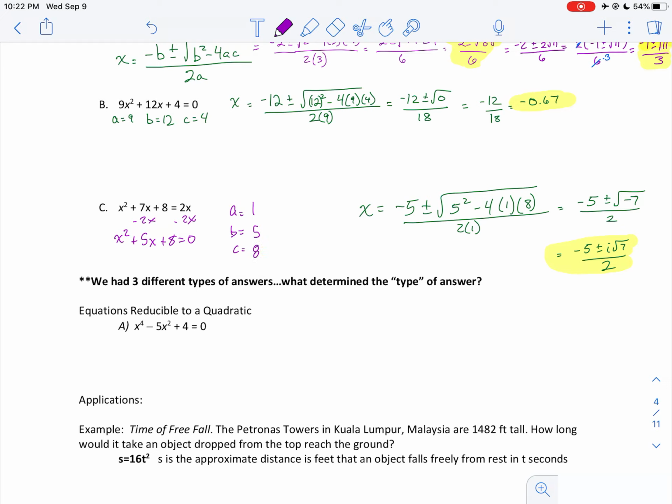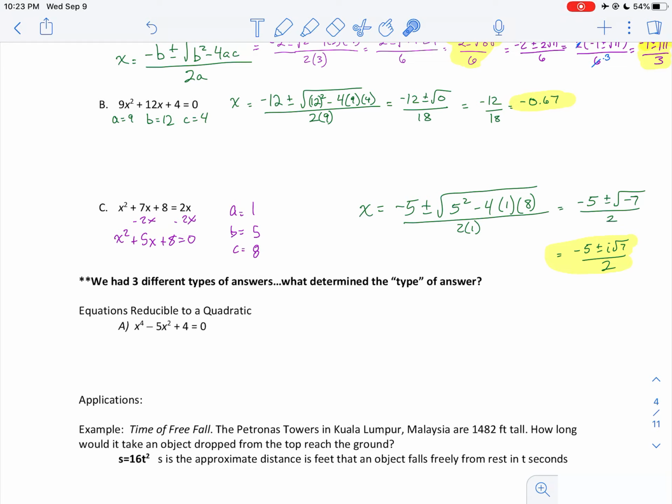So you see I took the opposite of B, plus or minus the square root of B squared minus 4 times A times C, all over 2 times A. And now, inside the square root, we get negative 7, which is an imaginary number, i square root of 7. And so this is my final answer, 2 complex numbers. Negative 5 plus that, negative 5 minus that.